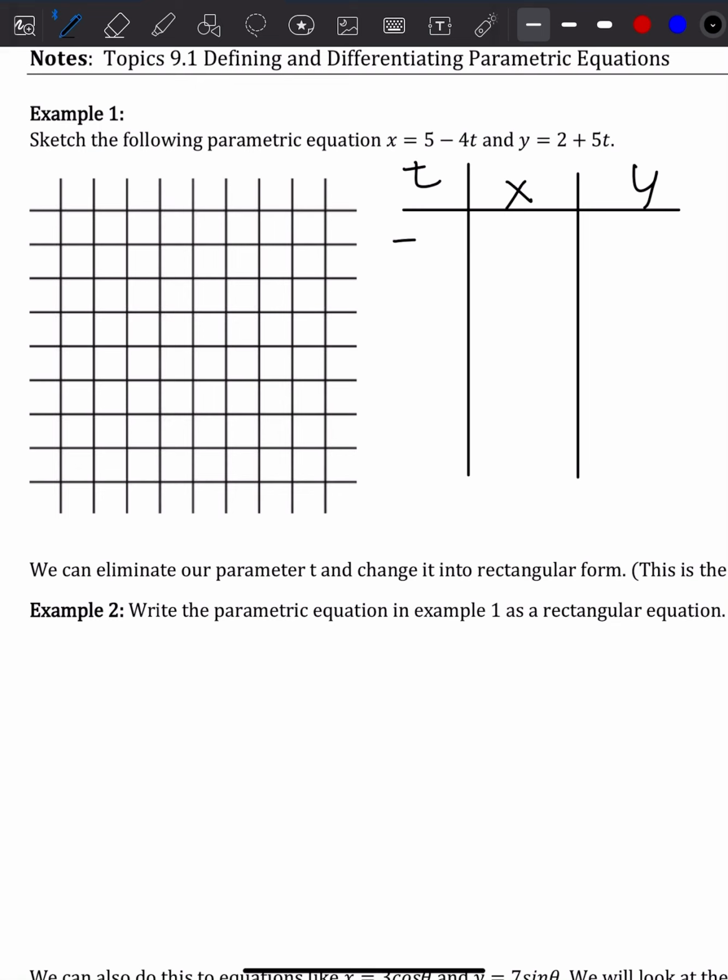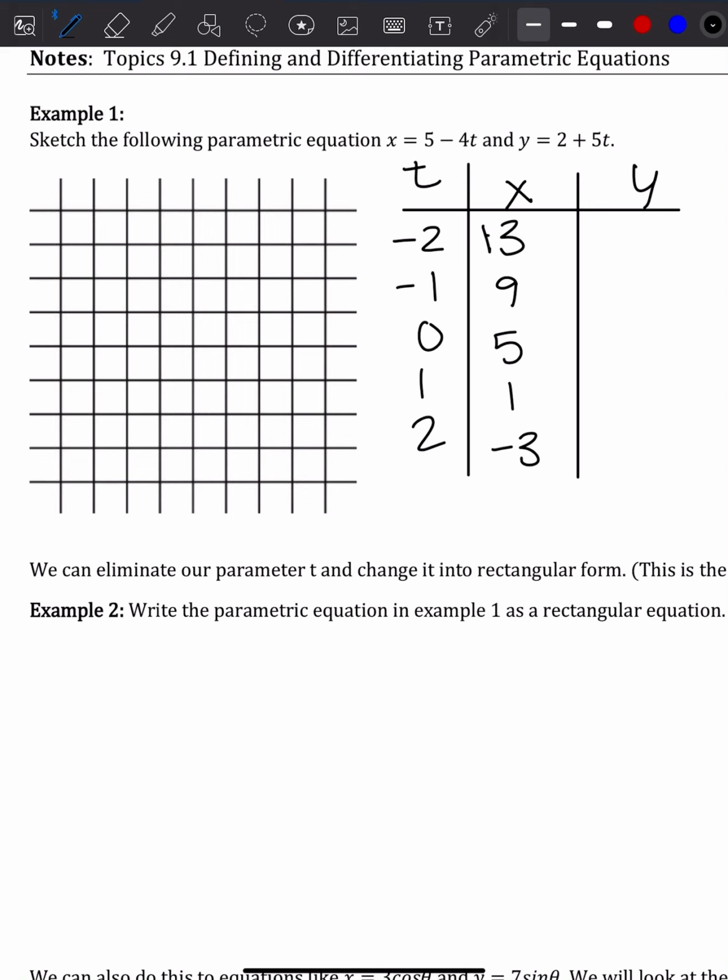So if we do -2 to +2, this gives us a good spread. So -2, when we plug it in for x, we have 5 minus 4 times -2. This is going to give us 13. When we plug in -1, 5 minus 4 times -1 is going to give us 9. 5 minus 4 times 0, 5 minus 4 times 1, and 5 minus 4 times 2.